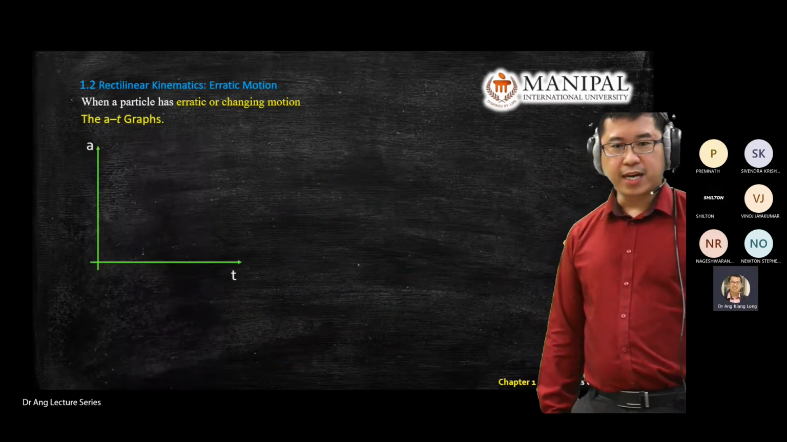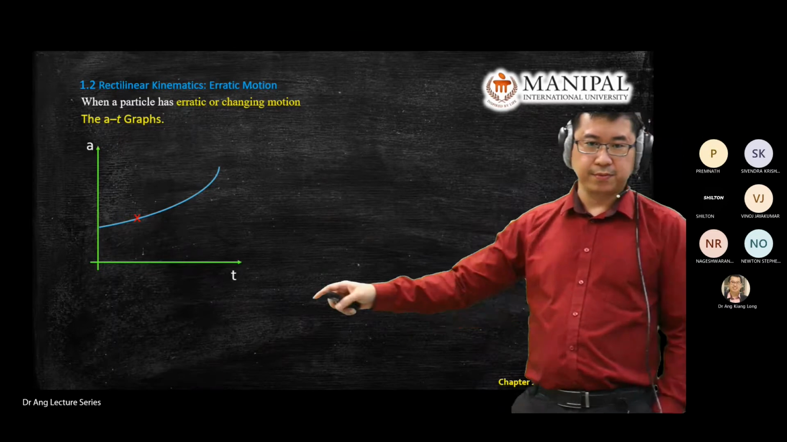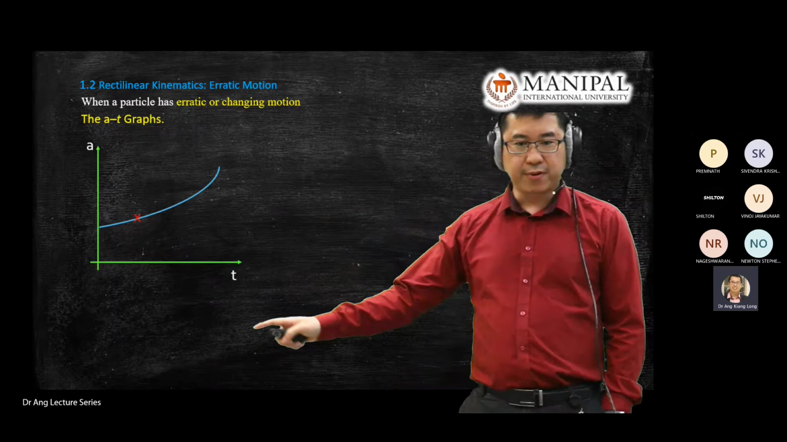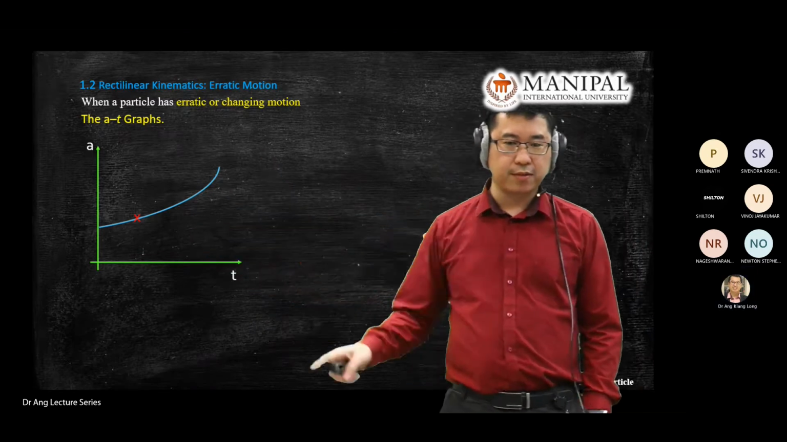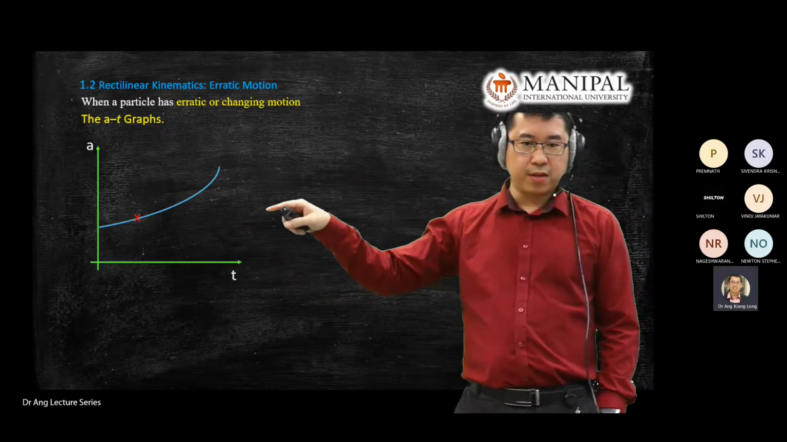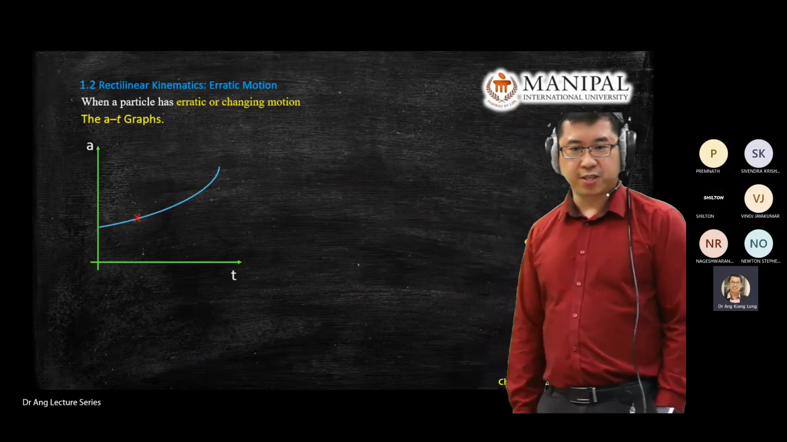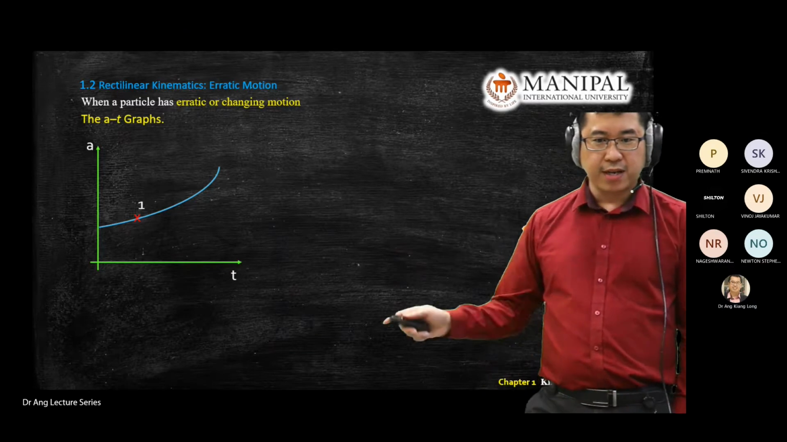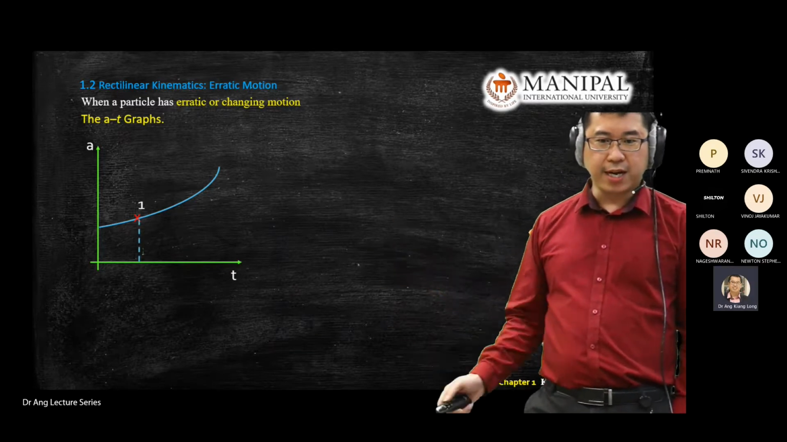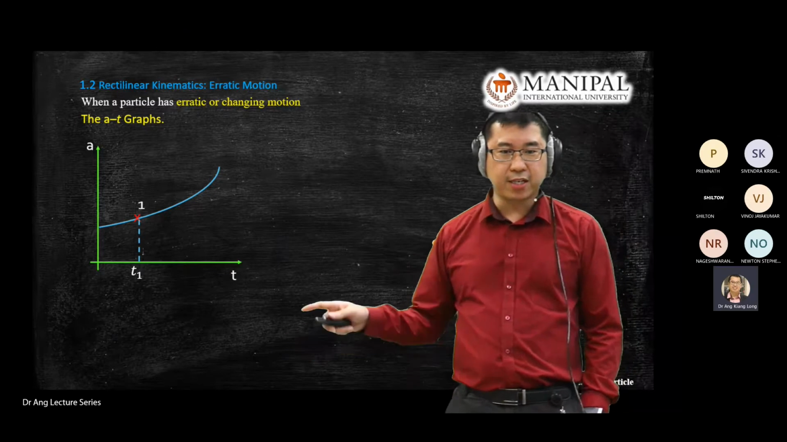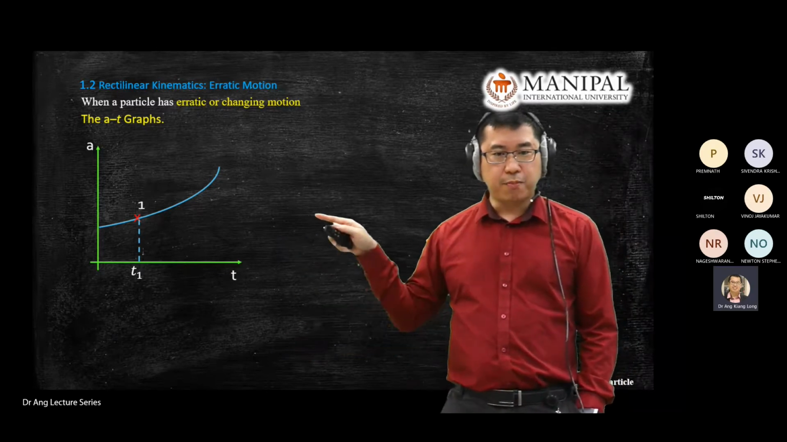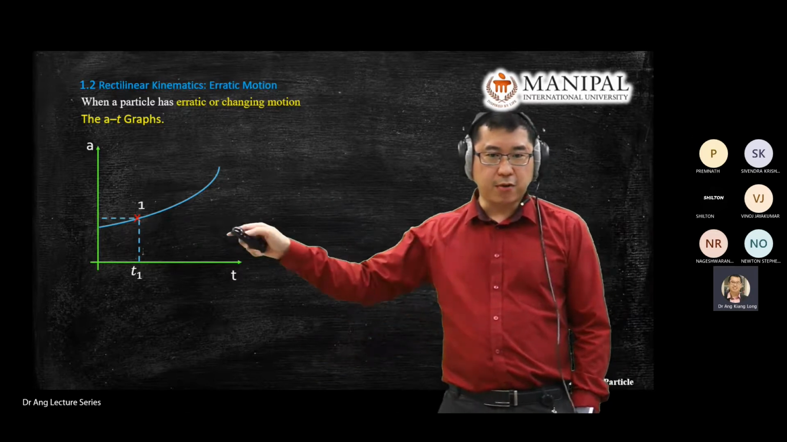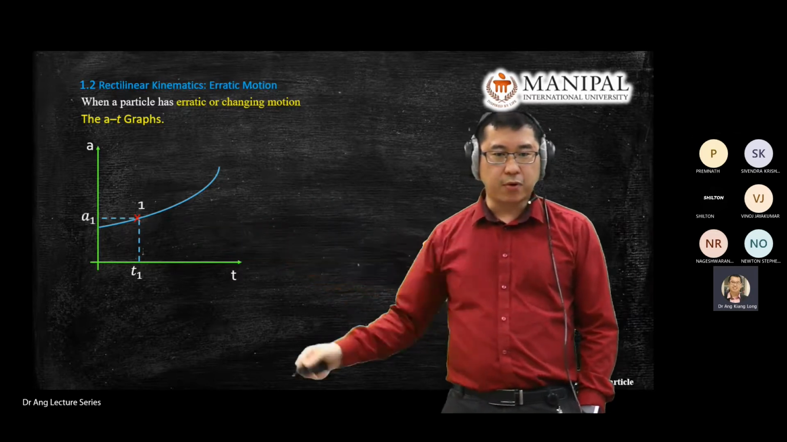Next, we look at the A versus T graph. Let's say we have another quadratic equation, and I mark one point on the A versus T graph. Mark as point 1. From point 1, I can project down, I get T sub 1. This one is on the A versus T graph. I move point 1 to the A axis. From that particular point, I get acceleration at point 1.